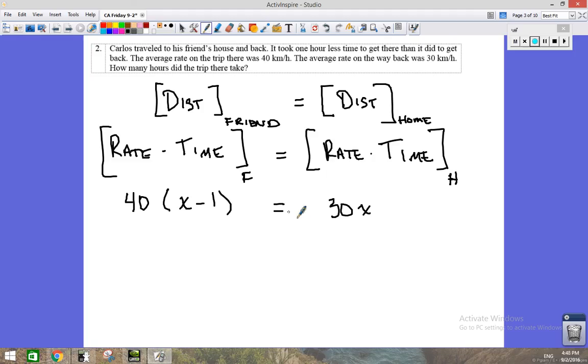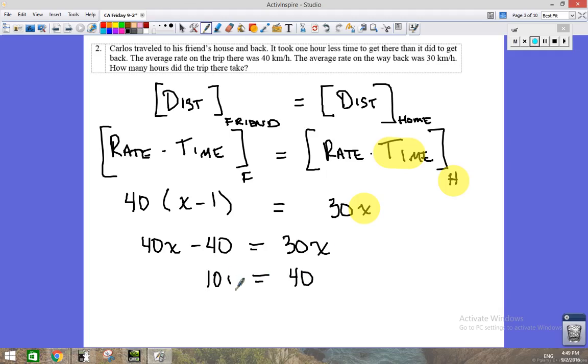Okay, so we set this equal to each other and solve for x. I have defined here x to be the time that it takes to return home. I could have had the x over here, then that would be x plus 1. So I have 40x minus 40 is equal to 30x. If we add 40 to both sides and subtract 30x from both sides, divide by 10, I have that x is equal to 4. So it took 4 hours for him to return home, and 4 minus 1 is 3. It took 3 hours for him to get to his friend's house.